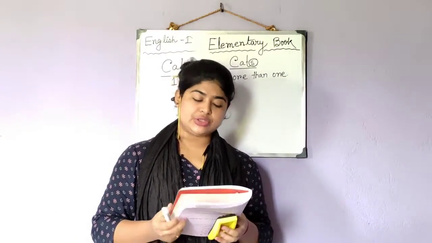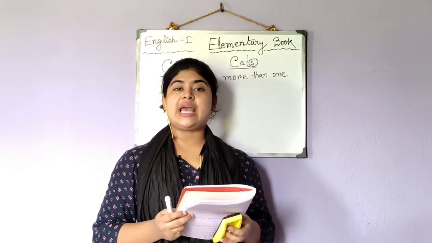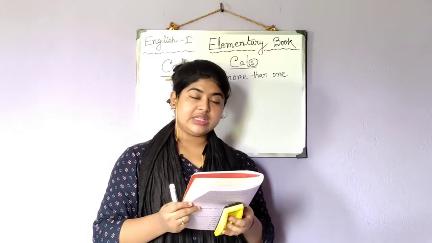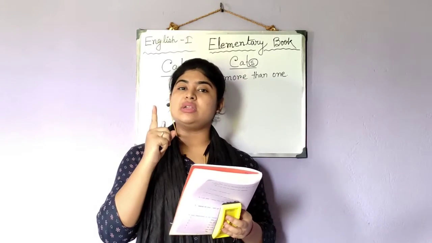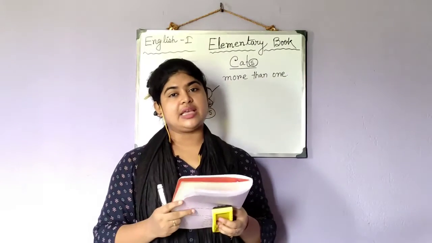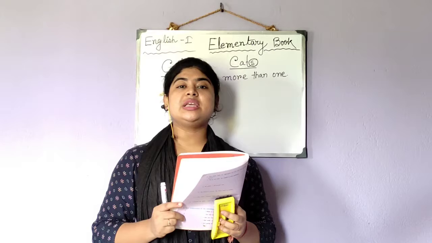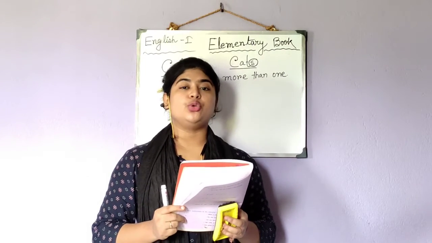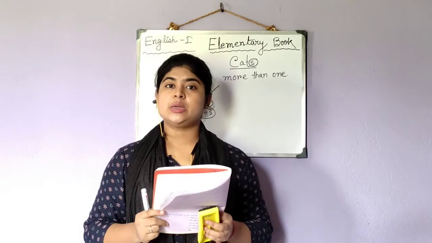There are few pictures. One boy, one cat and one apple. So the noun boy, the noun cat and the noun apple stand for only one. Only one boy is there, only one cat is there and only one apple is there. That's why it is written only apple, cat and boy. No S or ES is added with those nouns.